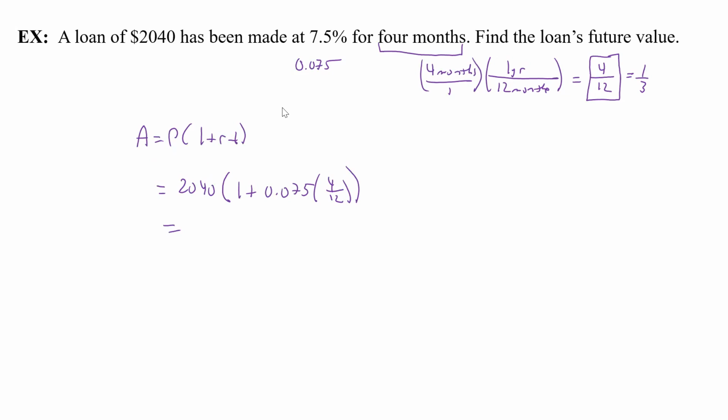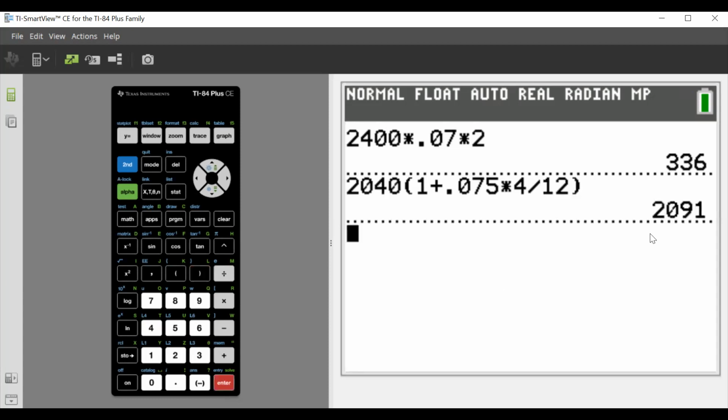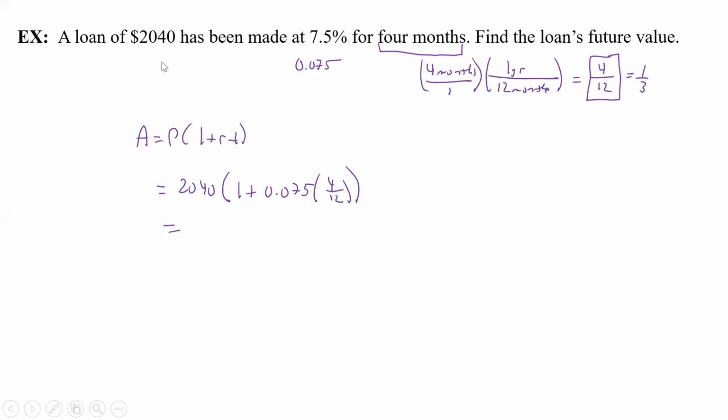And when I do that, I have 2040 times (1 plus 0.075 times 4 divided by 12), and that gives me 2091. So that's my future value on the $2,040. All right, so that was 2091. That's my future value when I have 7.5% interest for 4 months. And again, the key is it said 4 months, so we have to convert months to years, and that's going to be 4 divided by 12.